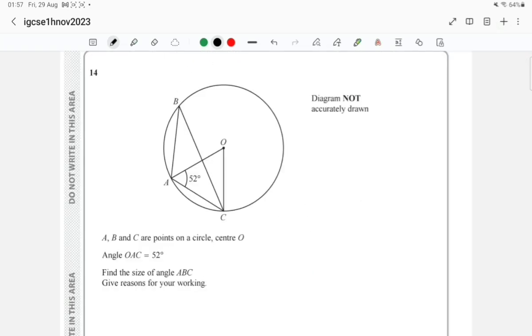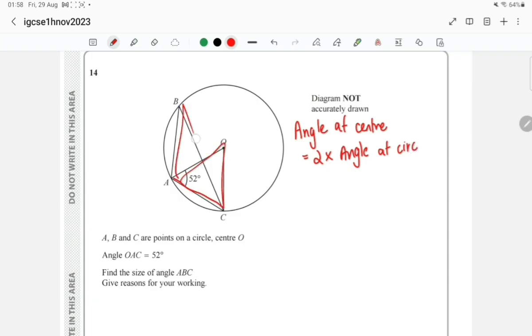Question number 14. I have a circle. I have the same chord subtending two angles, one at the circumference and one at the center. So the angle at the center is twice the angle at the circumference, provided that they are subtended by the same chord. Right? Now let's see.